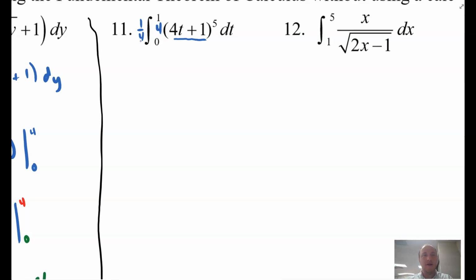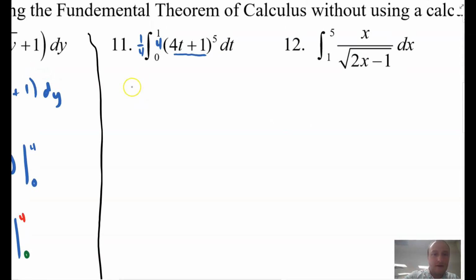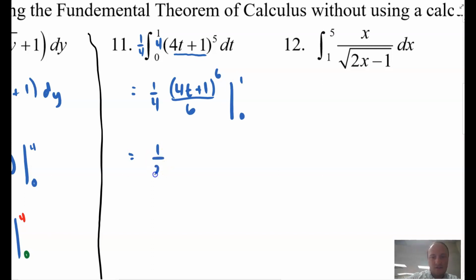I'm going to integrate this now. So we have 1/4 of 4t plus 1 to the power of 6 divided by 6, and we want to evaluate from 0 to 1. So this is 1/24 times 4t plus 1 raised to the power of 6, again evaluated from 0 to 1.